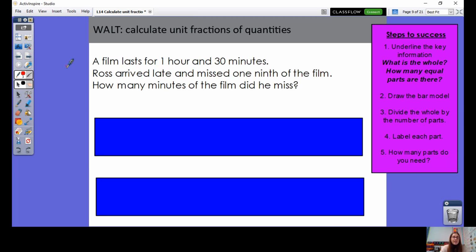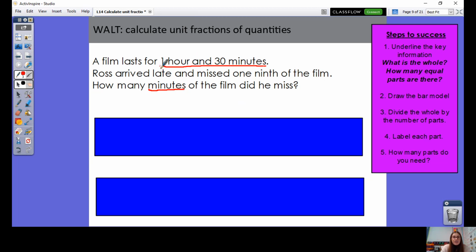Okay, first of all, I'm just going to read the question. So, a film lasts for 1 hour and 30 minutes. Ross arrived late and missed 1/9 of the film. How many minutes of the film did he miss? Step 1, underline the key information. A film lasts 1 hour and 30 minutes. Okay, so the question's asking me how many minutes of the film did he miss?